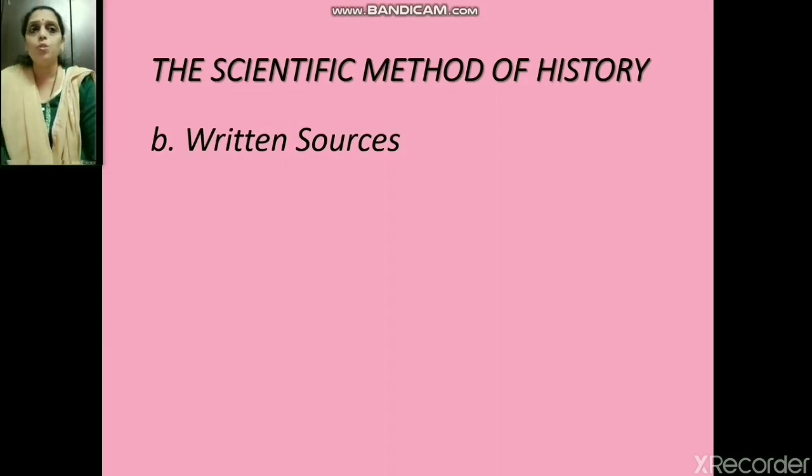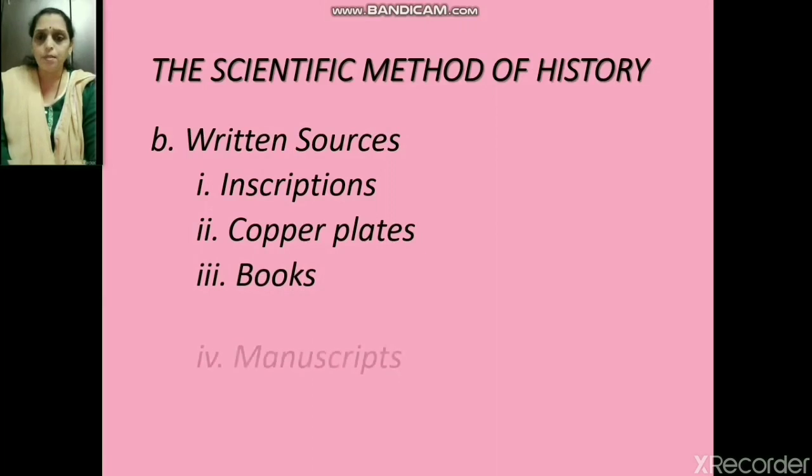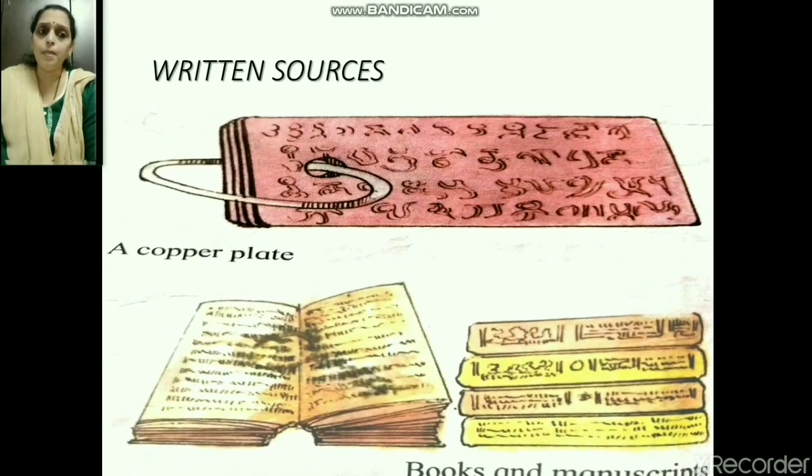Now the B, written sources. Written sources means those which are in the form of written text. They are used by historians to reconstruct ancient, medieval and modern history. For example, inscription. Now inscription means, students, words that are written or cut on something. So you can see here, copper plates are there, books, manuscript. See the pictures of copper plates, books and manuscripts.